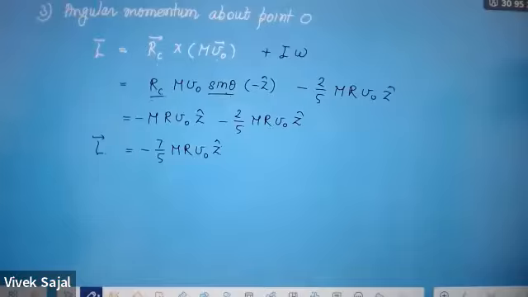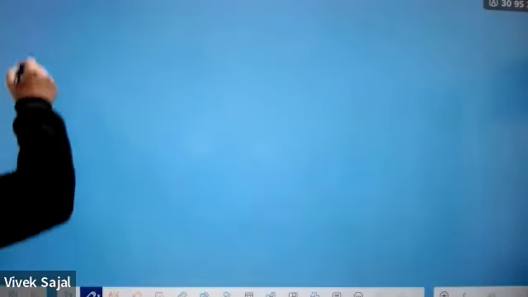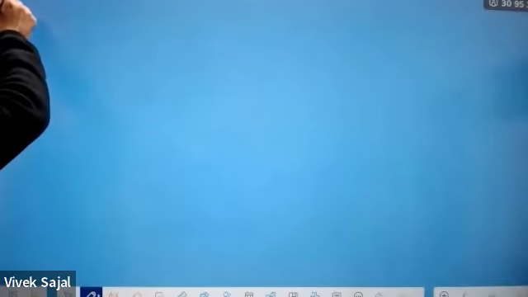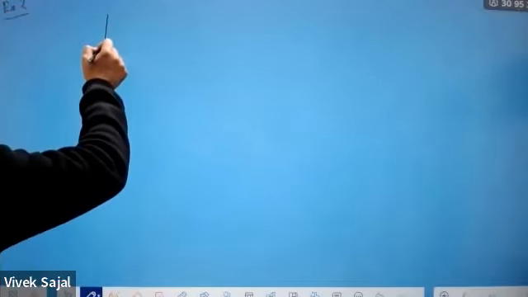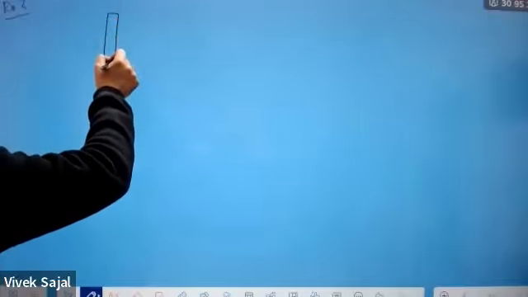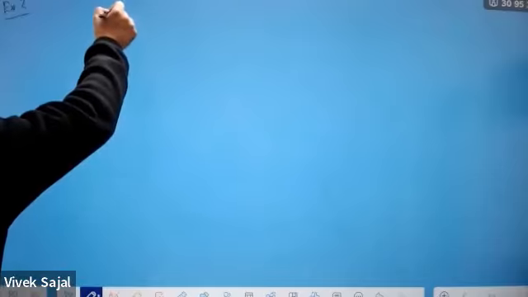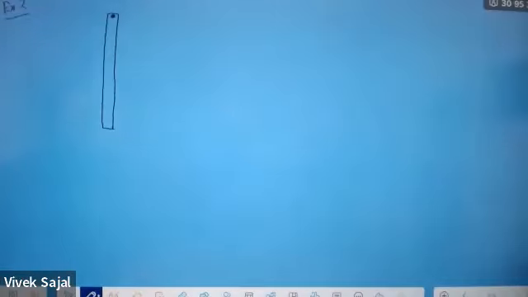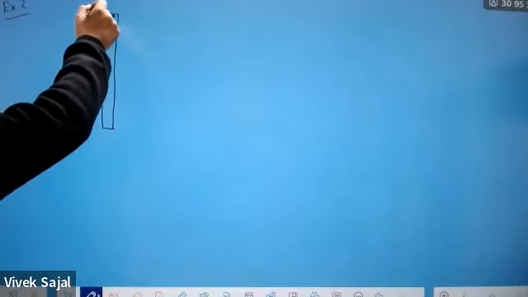Now, next example. Second example, please note it down. Now, you are having a wooden log like this. This is example 2. You are having a wooden log of mass capital M. It can rotate about this point. So this is the hinging point, the pivoted point P.